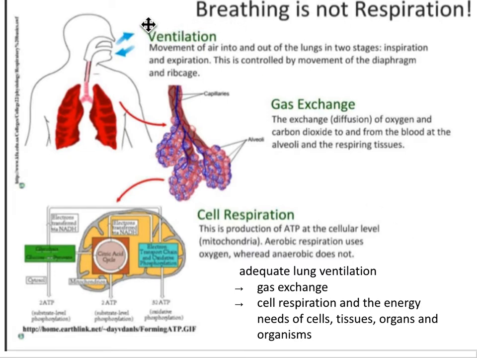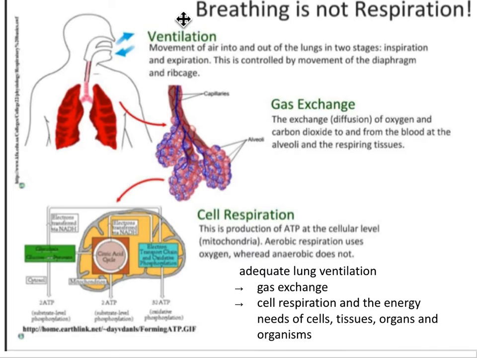So ventilation is the movement of air into and out of the lungs in two stages. Inspiration is when you breathe in, expiration is when you breathe out. So think of the beginning of the word to help you remember it. Inspiration, in; expiration, exiting. This is controlled by the movement of your diaphragm and rib cage, which we'll get into more in the lecture. Gas exchange is another large part of the ventilation system.